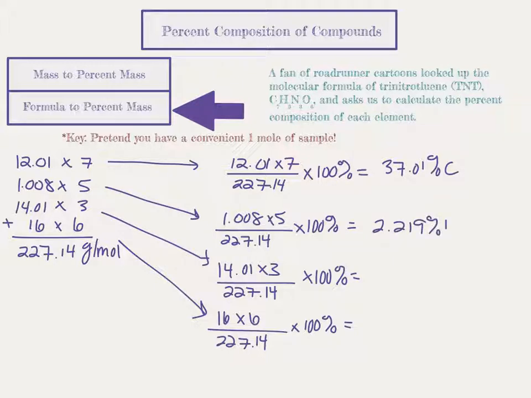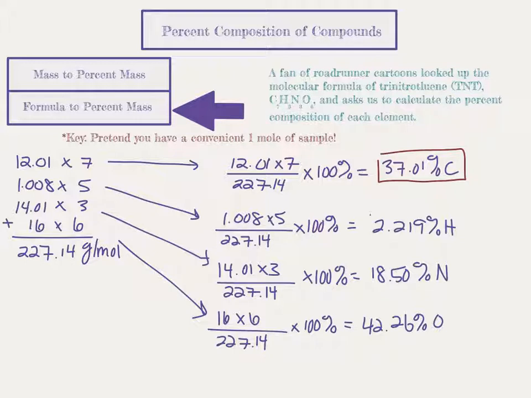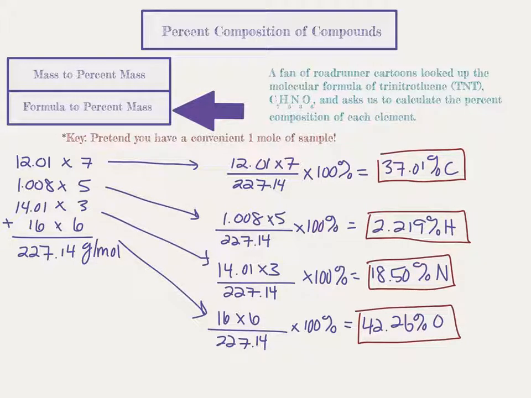2.219% hydrogen. For nitrogen, we'll end up with 18.50% nitrogen and 42.26% oxygen. Now this is kind of cool. It gives us a way to compare to that mystery compound in our previous question. All of these percentages are different, so those college kids definitely did not have TNT in their dorm room.